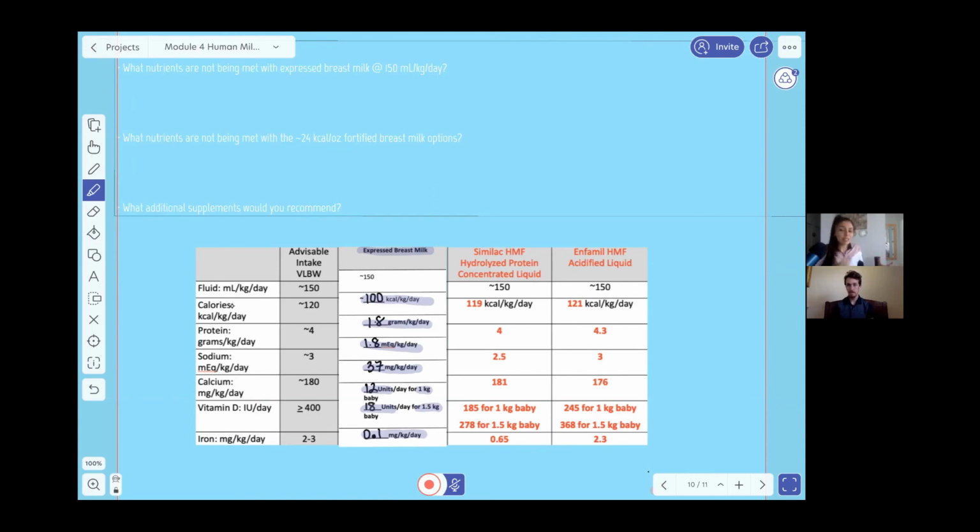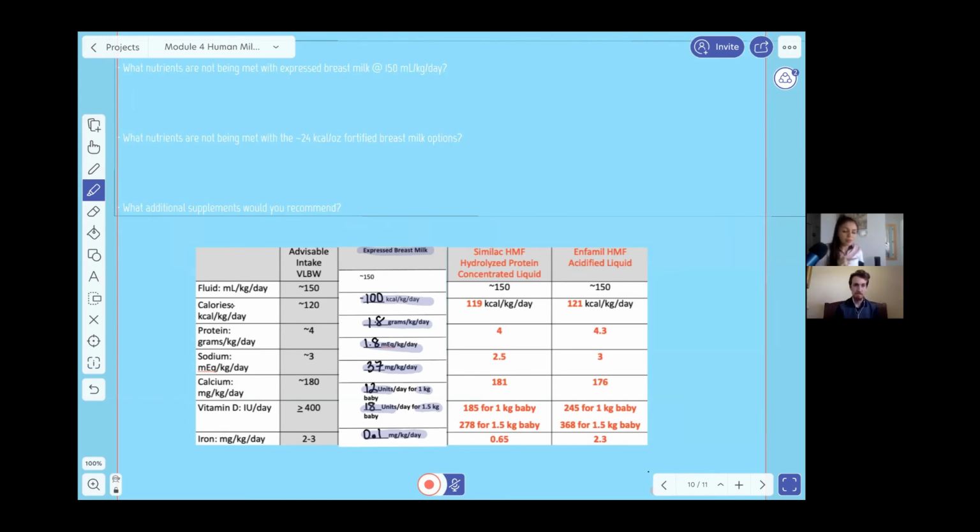But at the same time, that's why we use this fortification to fortify the breast milk when giving it to these premature babies, so that they can maximize their metabolism with the actual essential nutrients that they need. So for this question, everything, the express breast milk, everything's inadequate. So we're going to put down calories, protein, sodium, calcium, vitamin D, and iron.